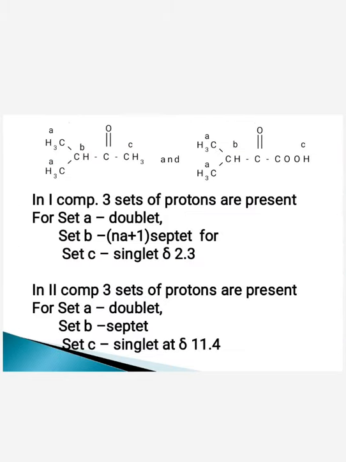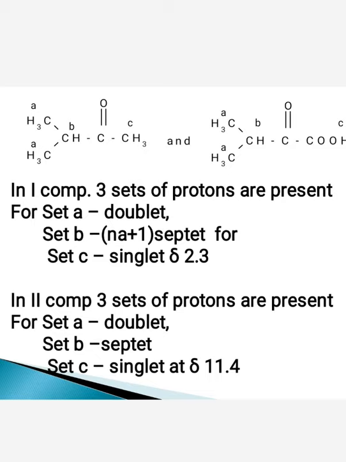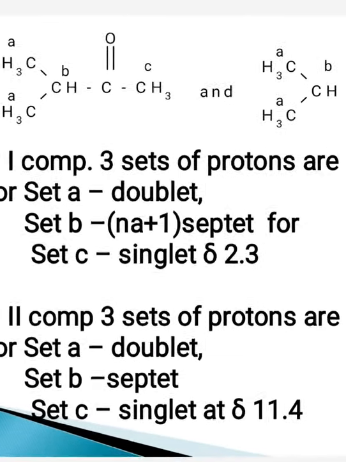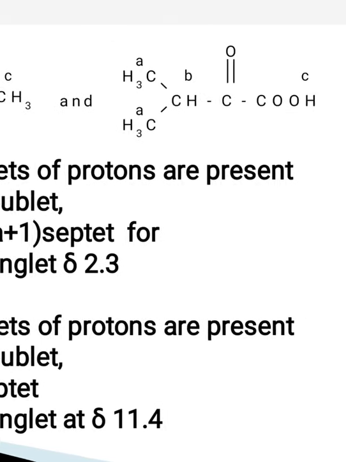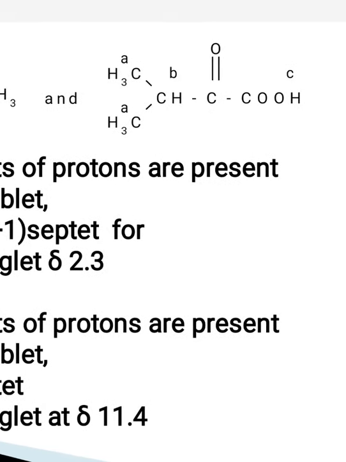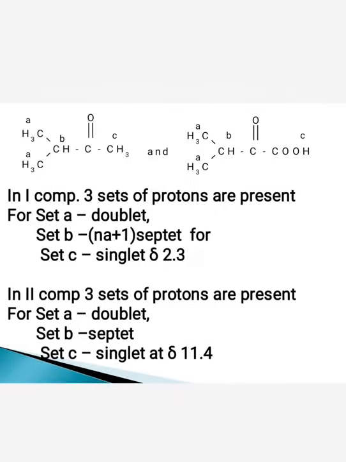The next compounds. How will you distinguish both these compounds? See here, first compound, the total number of sets. There are three sets of protons. Both these CH3 groups are equivalent, having the same chemical environment. We mark it by the letter A. CH group is B and CH3 set is C. There are three sets of protons in the first compound and three sets in the second compound also. This is an interesting example.